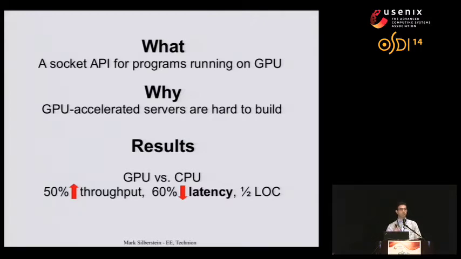So we built a native socket API and reliable streaming abstraction for GPUs. And our goal has been to build a better way of building GPU-accelerated networking servers and clustered applications. And so when we used this library to implement some of such applications, we figured that our framework allows us to achieve substantially better results than the original GPU frameworks, and even beat the CPU by 50% in throughput, 60% in latency, and all that in only half the lines of code. So with that in mind, let me delve into the details of the presentation.